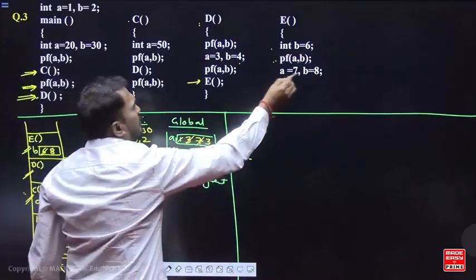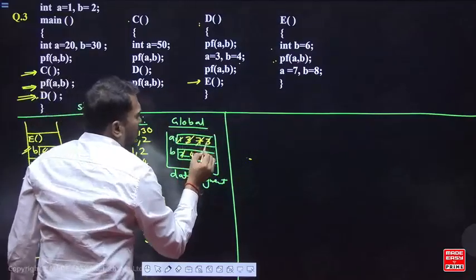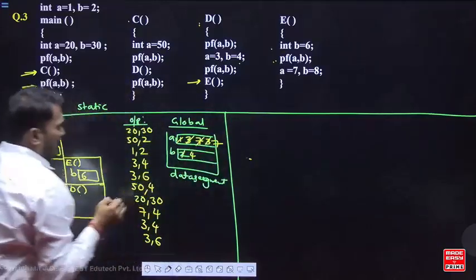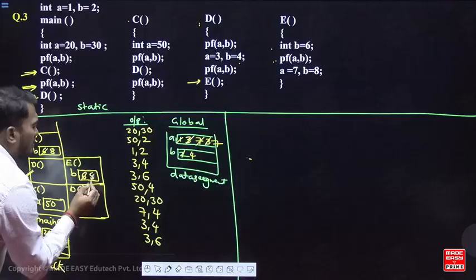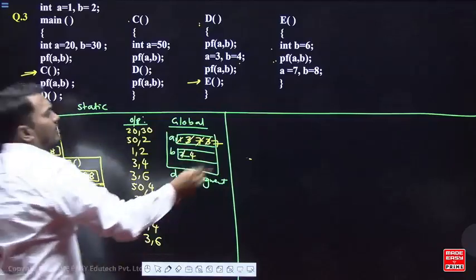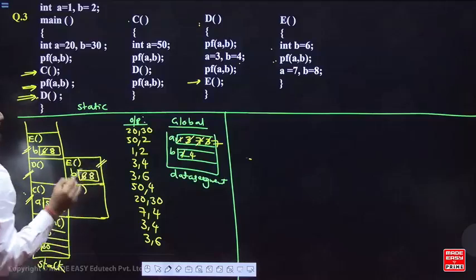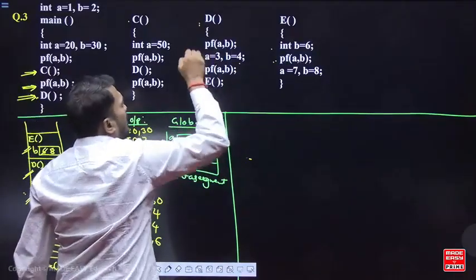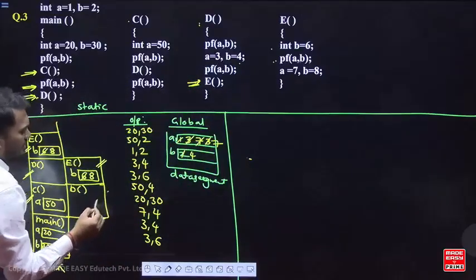And next a equal to 7, b equal to 8. So a is a free variable, so where you update? Global में a value changes to 7. And next b equal to 8. So b is a local variable, so you update here only, so that is 8. Now function e is completed, so that is deleted from the stack. Go back to the previous calling. Who called function e? d. So d has no more statements, so function d is also completed and deleted from the stack.